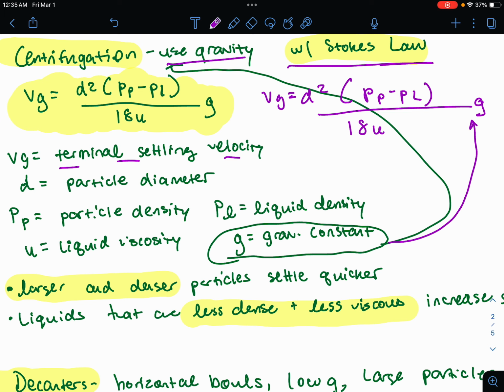ρp, little p, is going to be particle density. ρl is going to be liquid density. You're taking the particle density minus the liquid density, and that's in parentheses, multiplied by d squared over 18 μ times g. μ is going to be the liquid viscosity, and then g is the gravitational constant.